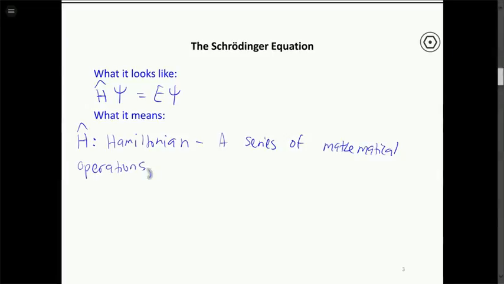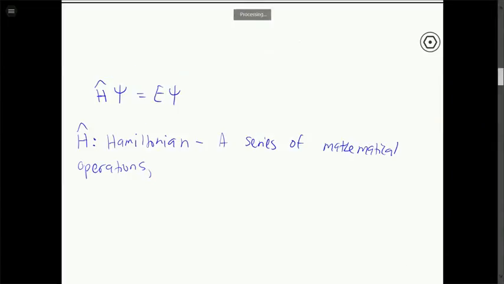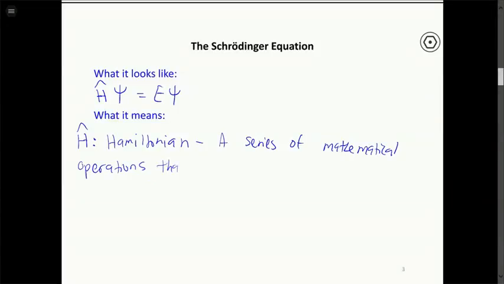And so you take these mathematical operations and you apply them to what's called the wave function psi, which we'll define in a second. When you apply these mathematical functions to the wave function, you're going to yield one of the allowed energy states.